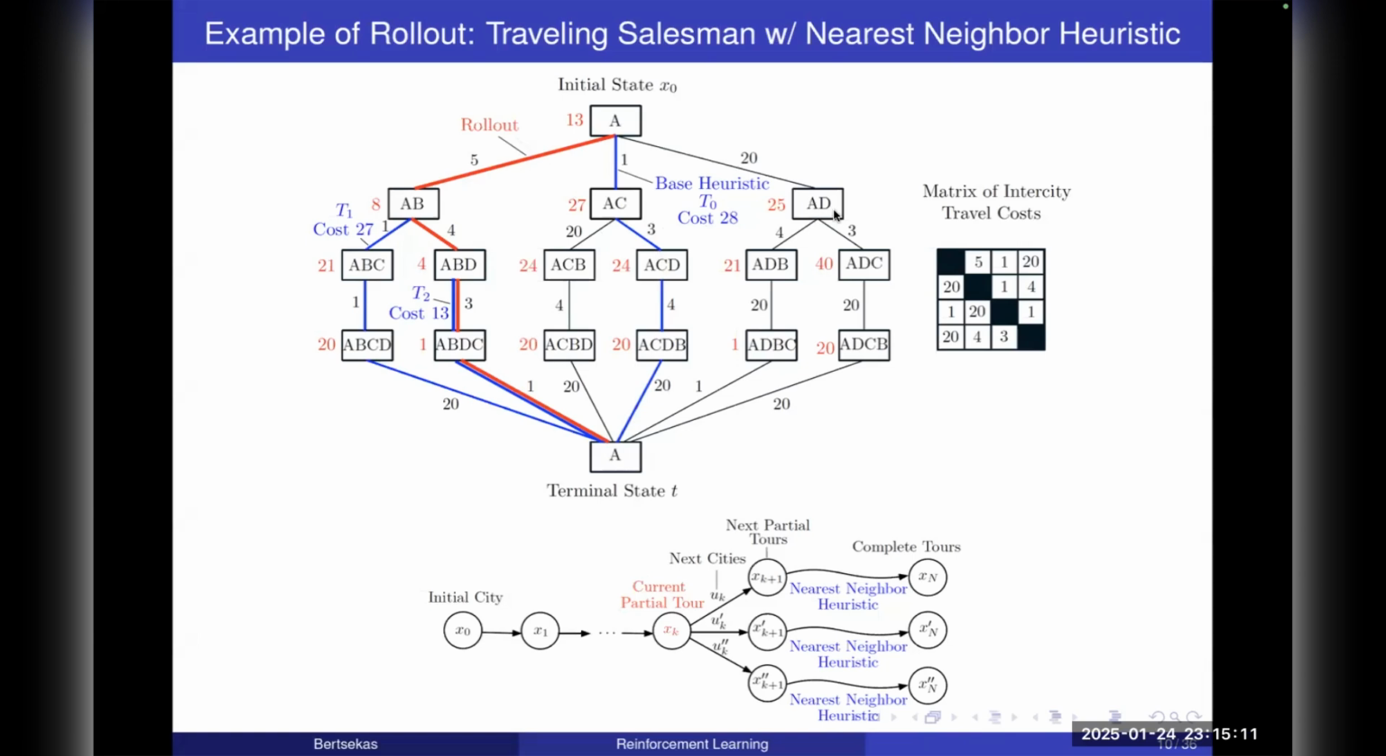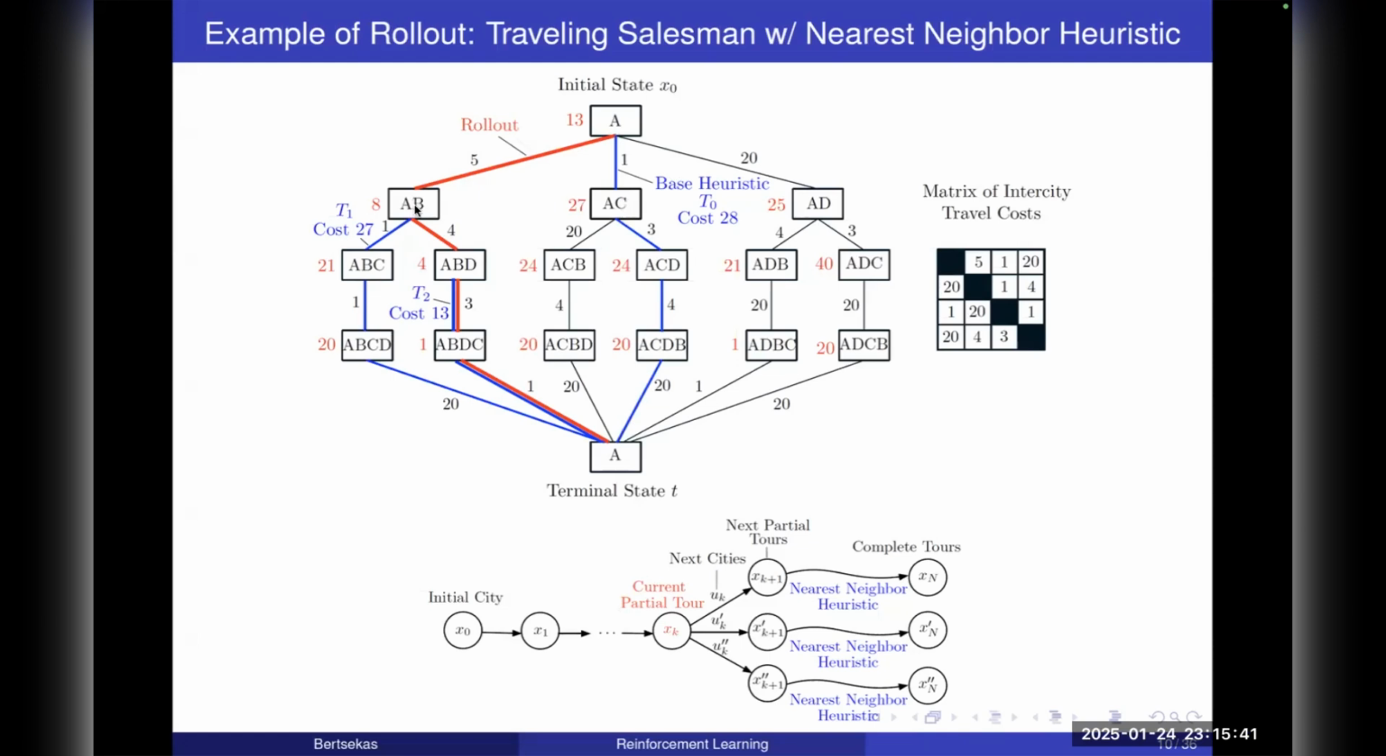And then let's go to the next possible city, which is D, and consider the nearest neighbor heuristic from here. So we compare these two. The closest one is this one, and then there's only this one to go to and this one. So the cost of this trajectory is 63. So we have 27, 28, and 63. The best city to go to according to the rollout algorithm is B.